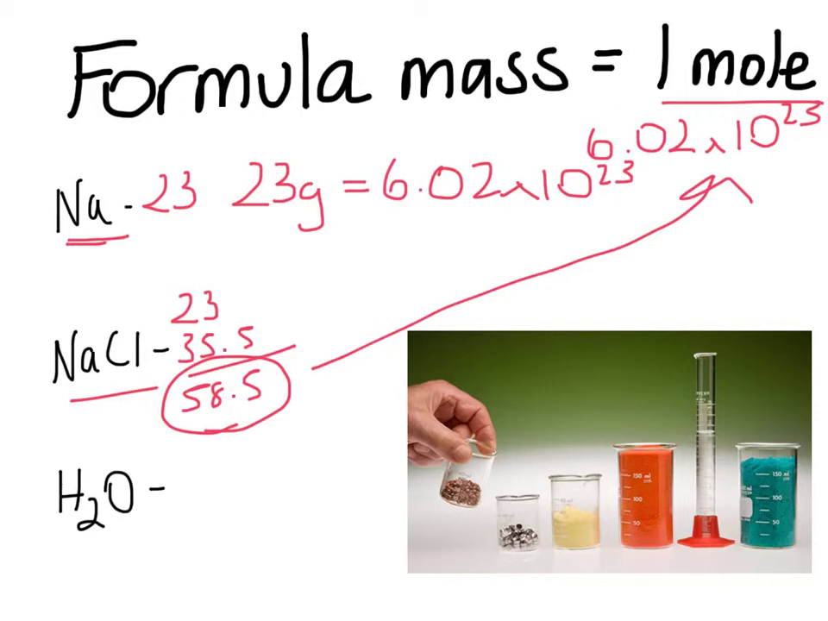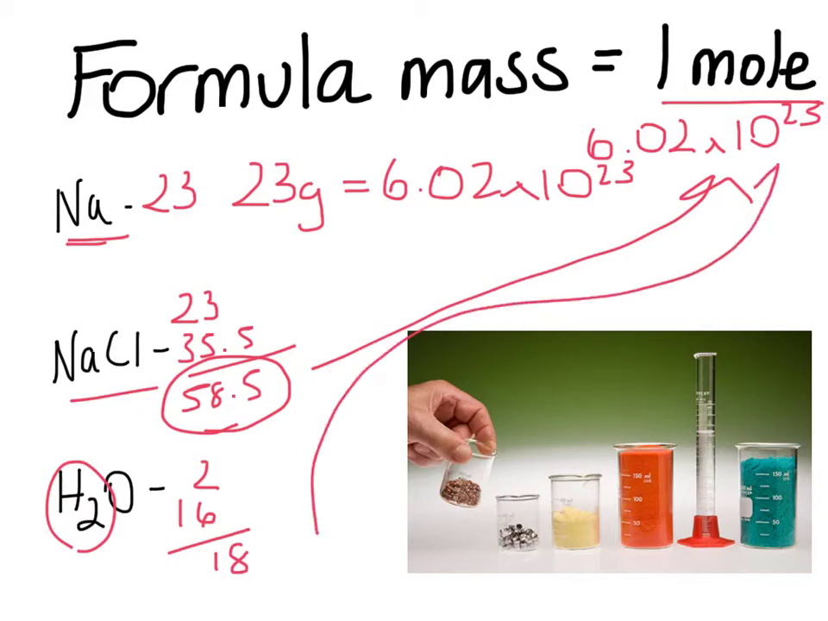Now let's do the same with water. Now there are 2 hydrogen atoms. Hydrogen has an atomic mass of 1, so that's 2 for hydrogen. And oxygen has 16, so that gives us a total of 18. So if I get 18 grams of water, I have 1 mole, or I have 6.02 times 10 to the 23 number of particles. And this is a great way to measure atoms.